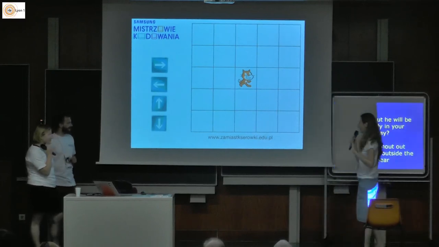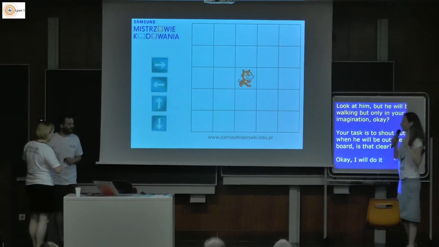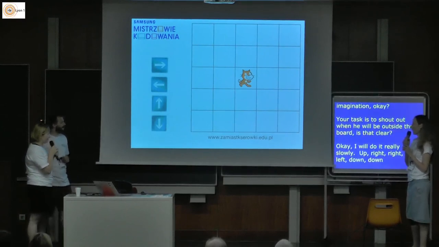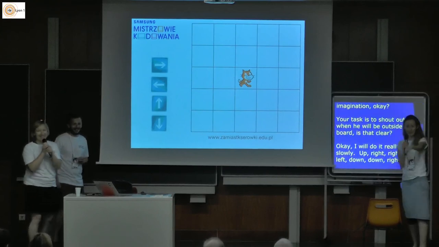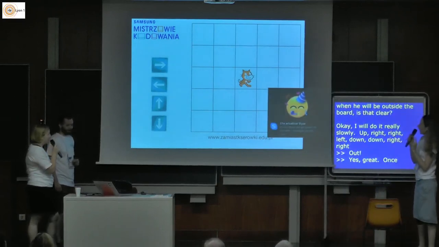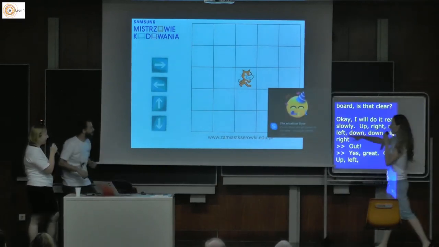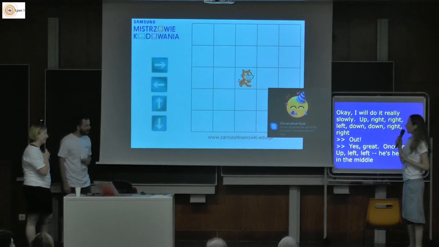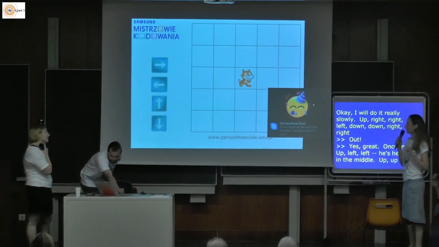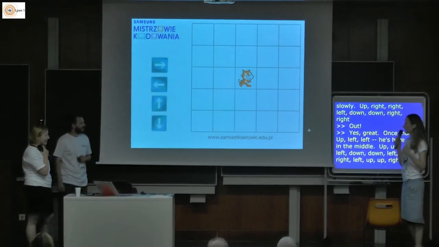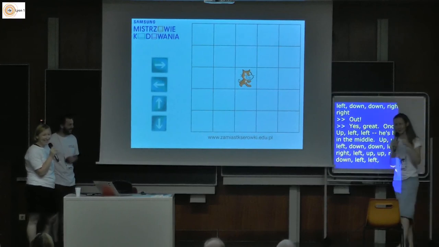Okay. I will do it really slowly. Up, right, right, left, down, down, right, right, up. Out. Yes, great. Once more. Up, left, he's here, in the middle. Up, up, left, down, down, left, right, left, up, up, right, down, left, left, right. Yes, great, okay.